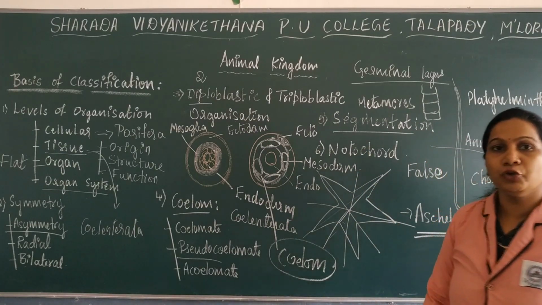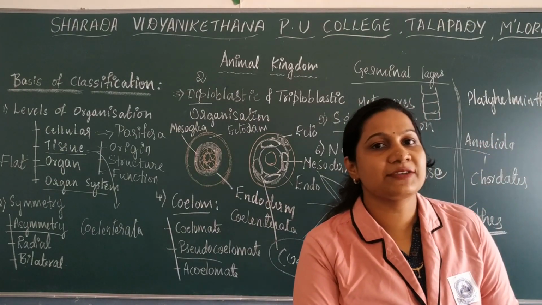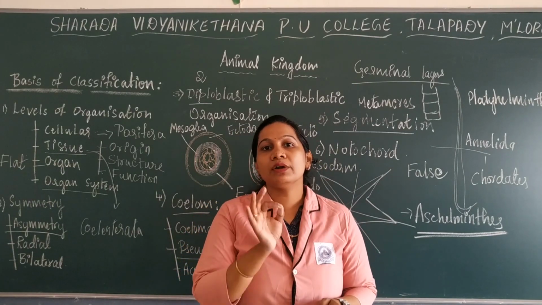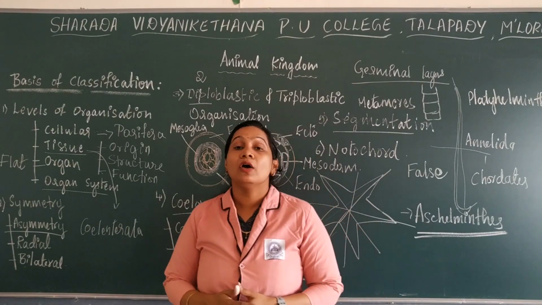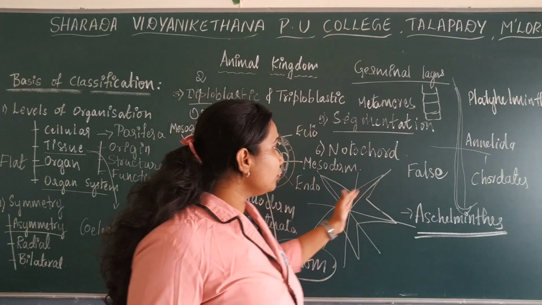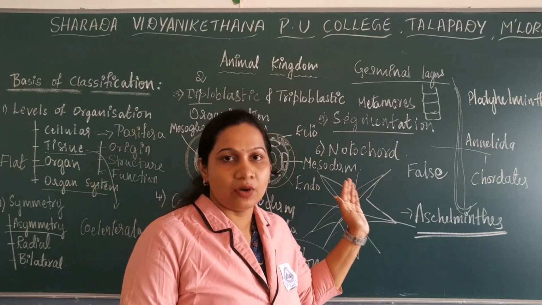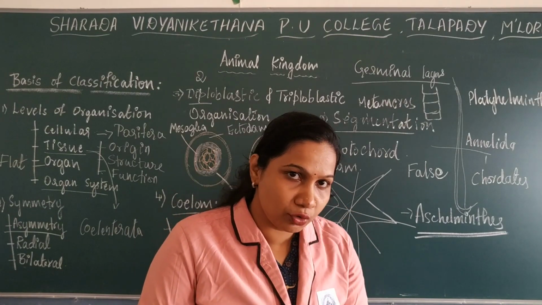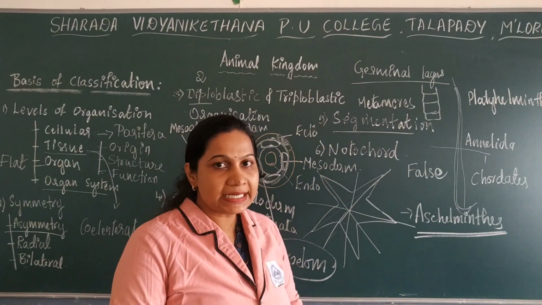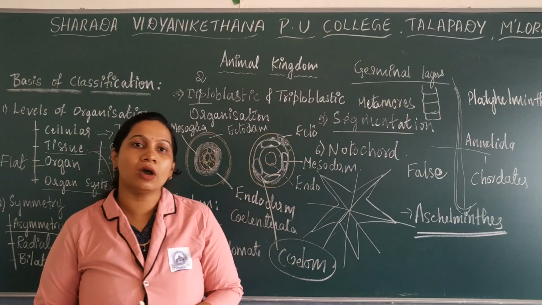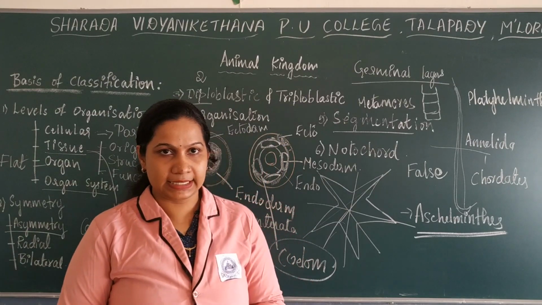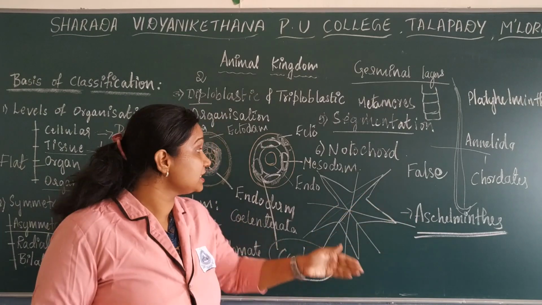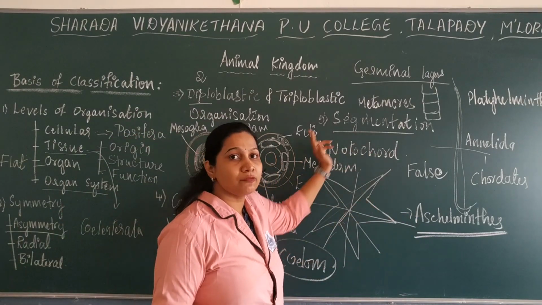The last basis of classification is the notochord. What do you mean by a notochord? It is a mesodermally originated rod-like structure. Organisms which have notochord are known as chordates. Those which do not have notochord are known as non-chordates. Okay, the main classification, chordates and non-chordates, is mainly based on the presence of notochord.